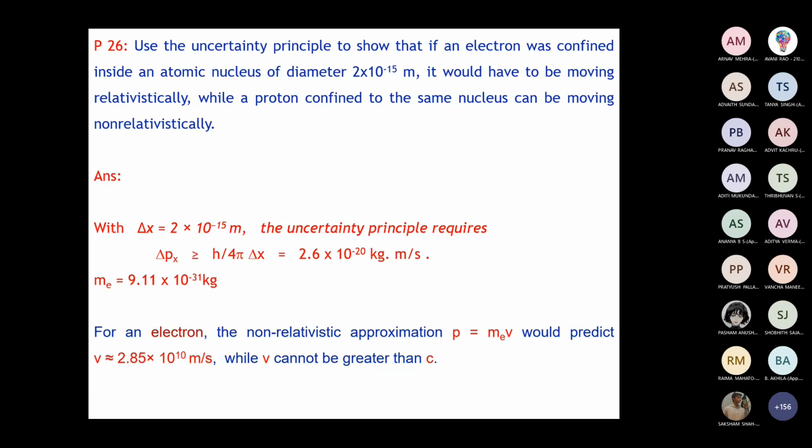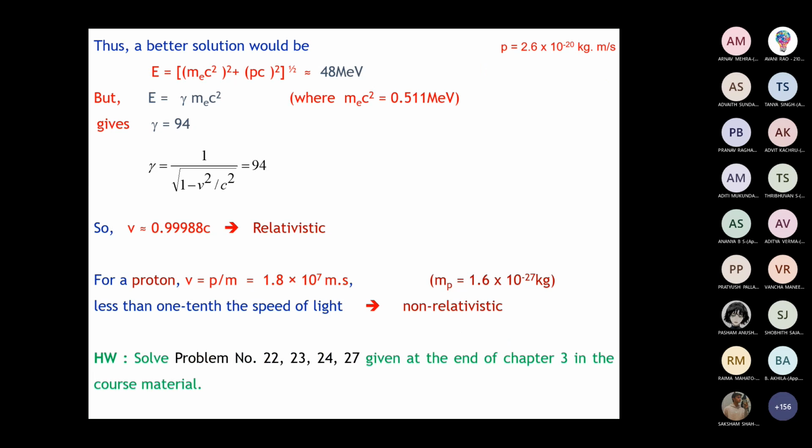Using the uncertainty principle, show that if the electron was confined inside the atomic nucleus, which is of 2 Fermi, it would be moving relativistically. So you will see that if it is confined, the speed at which the electron will be moving is 0.9998 c, which is relativistic.